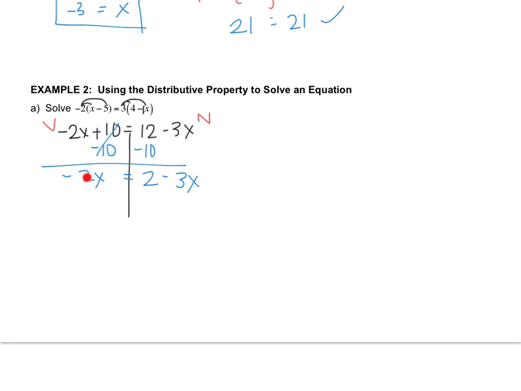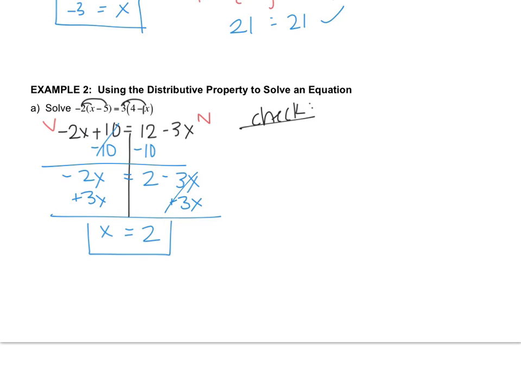Okay, now I keep looking. Everything on this side is a variable, so that's fine. But there's a variable over here and that belongs over there. So I'm going to move it by adding 3x. And so I get positive 1x equals 2. Now you could just write x equals 2 because you don't need the 1. If you want to write the 1, that's fine. Let's check it. So pause the video and see if you can check it on your own. When you're ready, play.